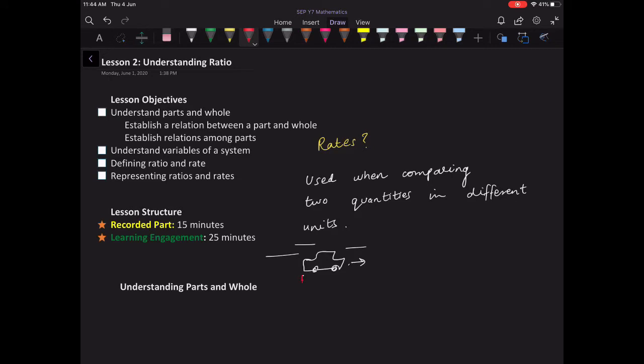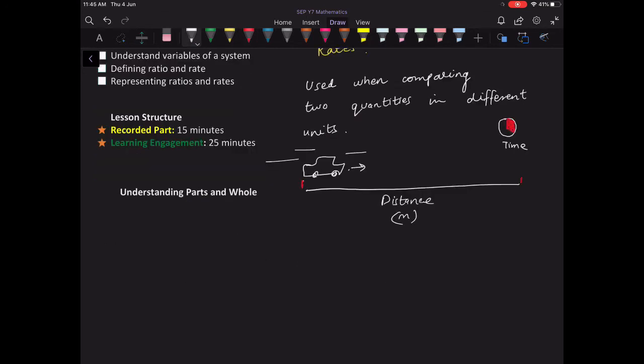We have a car moving towards the right with a certain speed. It has to cover distance d in meters, and we are measuring the time in which this distance is being covered. So in this system we have two variables, distance and time, and we are going to find the rate with which distance changes with respect to time. This is where rates come in handy.